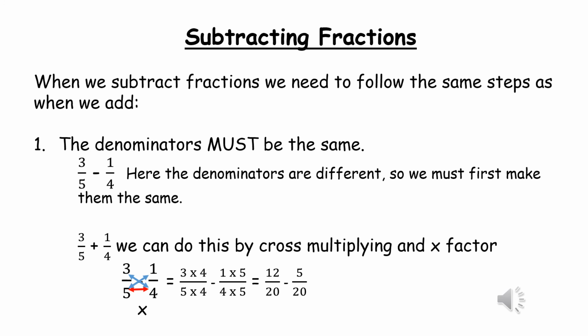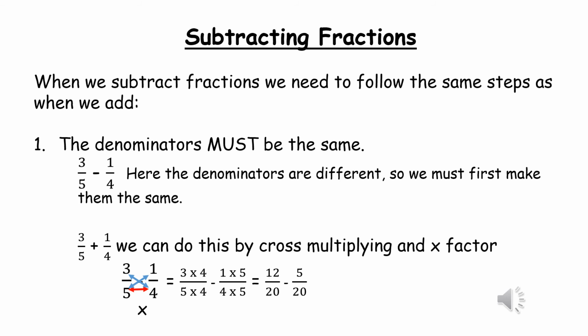Now let's look at subtracting fractions. Now, when we subtract fractions, we need to follow the same steps when we add. Those denominators must be the same. So here are the denominators, 5 and 4. If you look at the question, we have 3/5 minus 1/4. And you can see 5 and 4, the denominators are different. So we need to make them the same. So what do we do? X factor, that is correct.